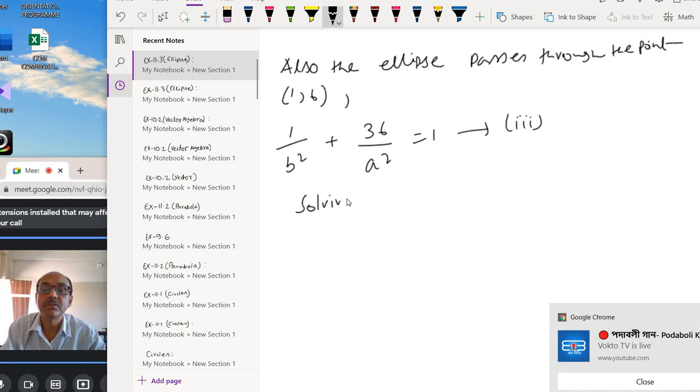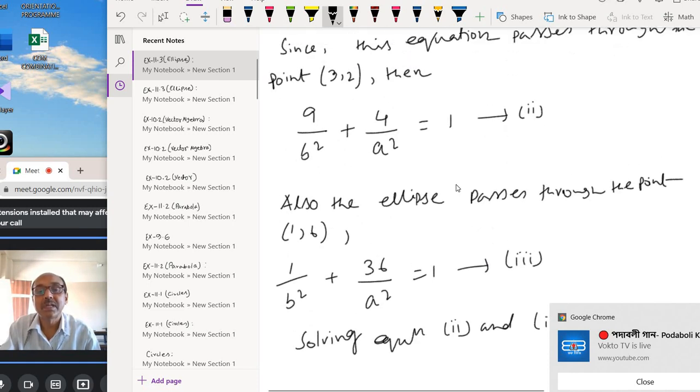Now solving equations 2 and 3, and find a square and b square values. So we have 4 by a square and 36 by a square. So multiply equation 2 by 9 and equation 3 by 1.